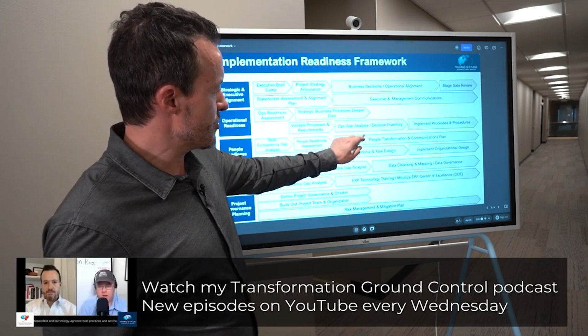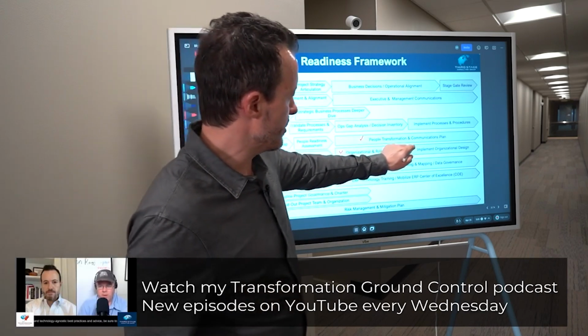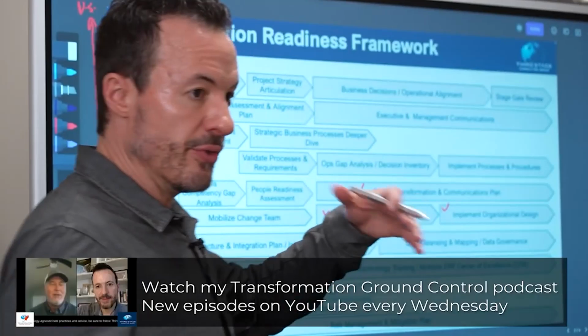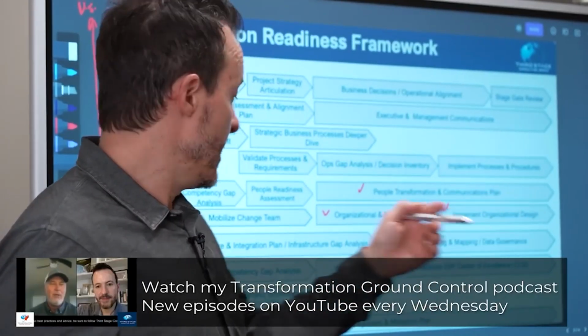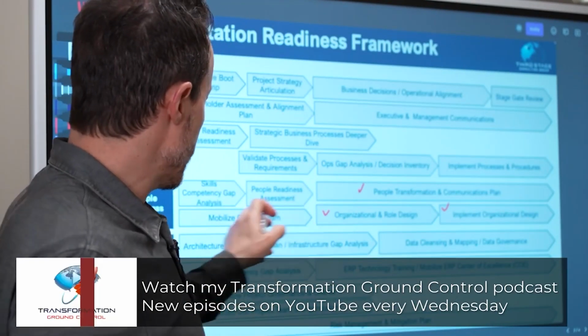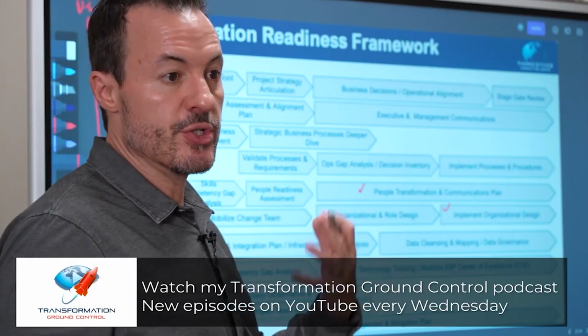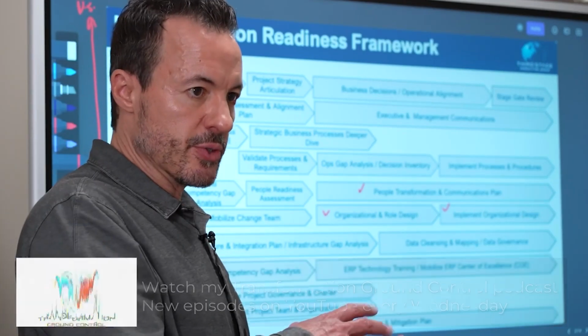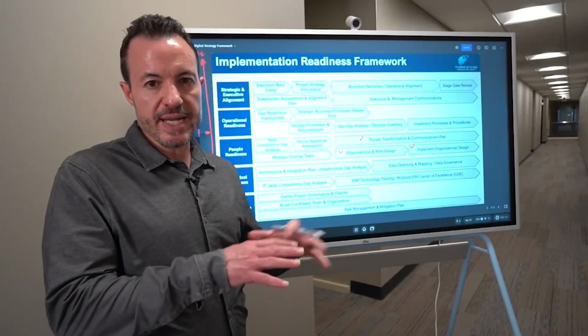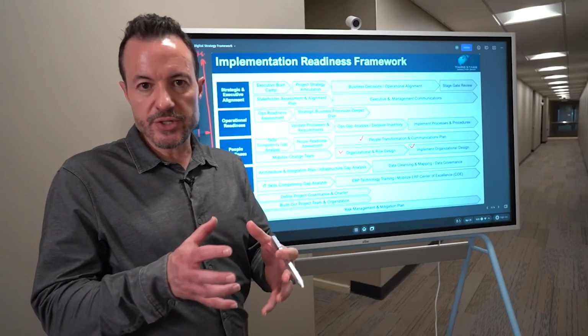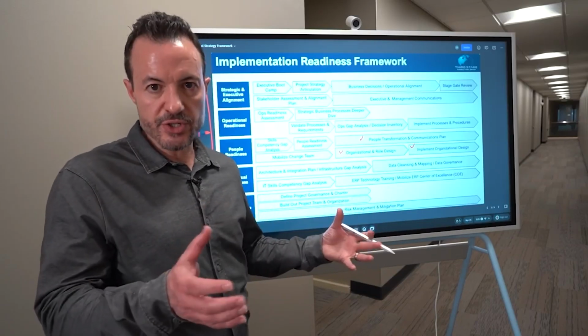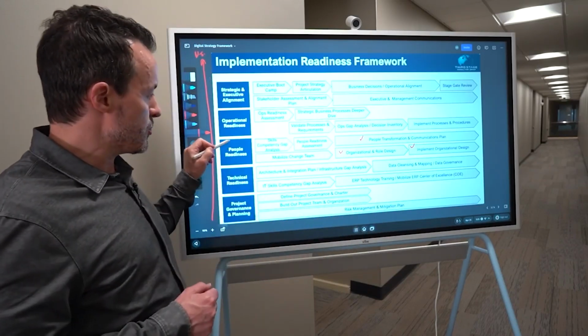We start to define the transformation communications plan, the organizational design of what the future state organization is going to look like. And this is all really important stuff, especially if we're materially changing or restructuring our business as part of a digital transformation. If your goal is to standardize business processes and centralize certain functions within a global organization, for example, this piece right here is really important.